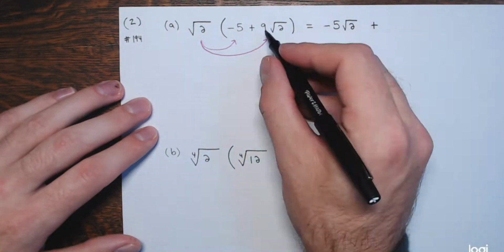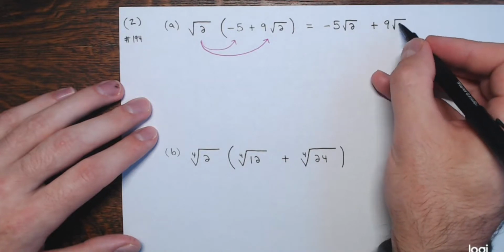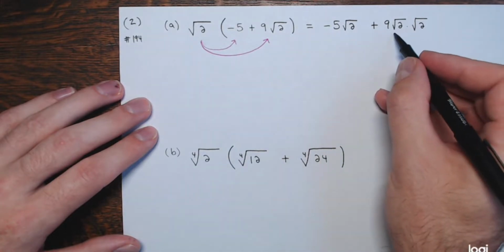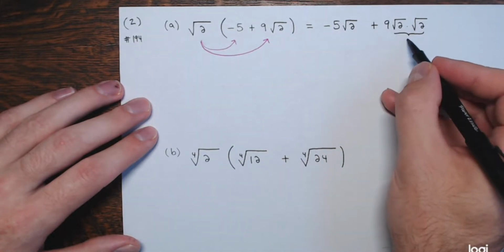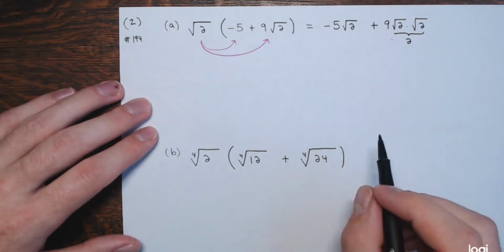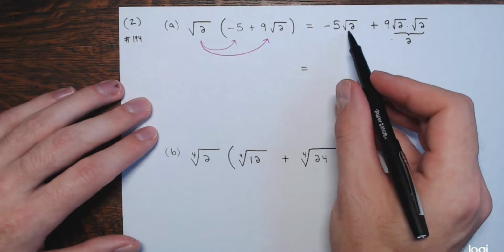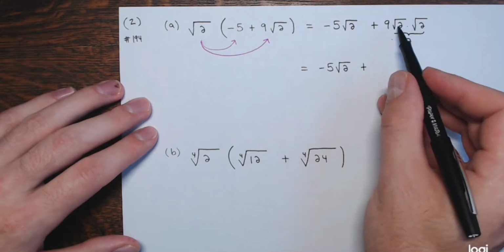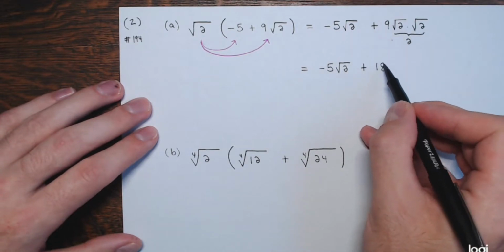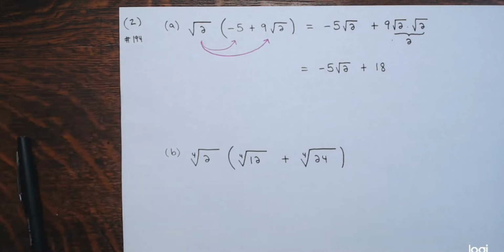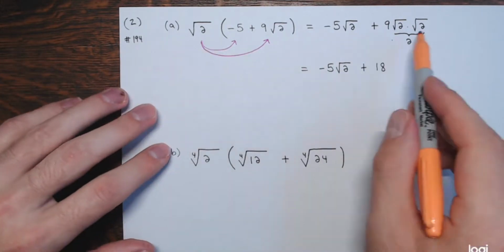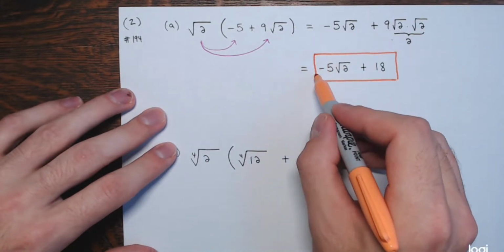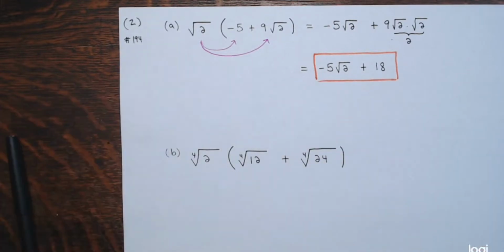Plus, and then 9 times the square root of 2, times the square root of 2 again. But the square root of 2 times the square root of 2 is just 2. So we end up with this, -5 times the square root of 2 for the first term, plus, and then 9 times 2, or 18, for the second term. And that's it. I'm done with the distributing, I'm done with the simplifying. And once again, do not add these. One has a radical, the other does not. You cannot add those.